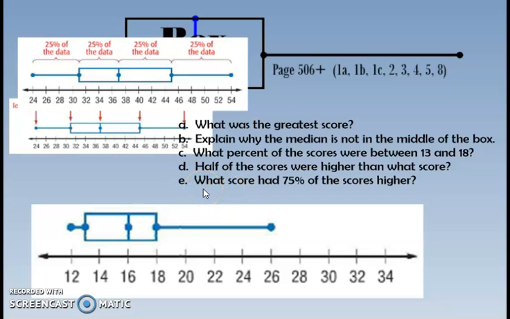Okay, and then last but not least, what score had 75% of the scores higher? Well, here's 25% plus another 25% plus another 25% is 75%. So it'd be right here. 13 has 75% of the scores higher than that. Okay, moving on to another one.